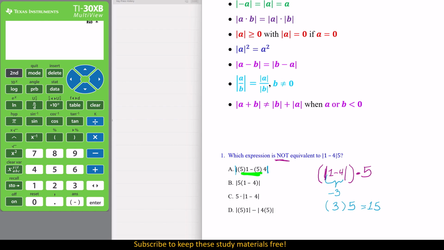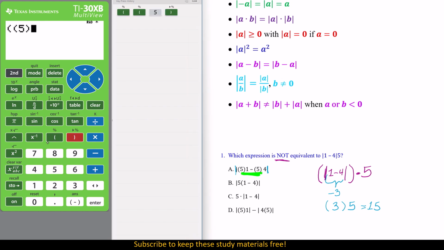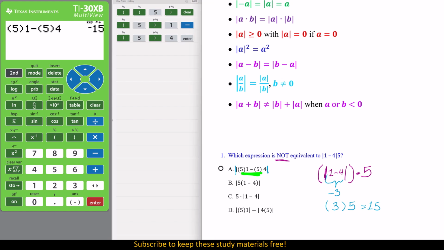So let's put that in a calculator. Parentheses 5, parentheses, oh, I got two parentheses. I only need one parentheses. 5, close the parentheses, put my 1 there, and then minus parentheses 5. I'm just putting it in exactly the way it is typed. Okay, push enter. Now if we had that in absolute value, it would be 15. So that is equivalent. So we mark that out.